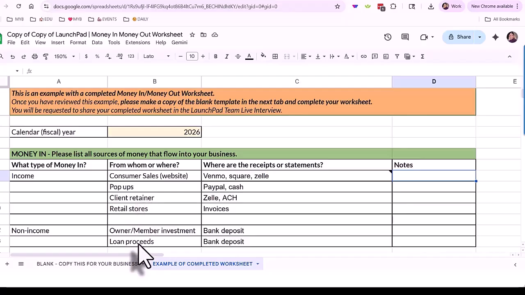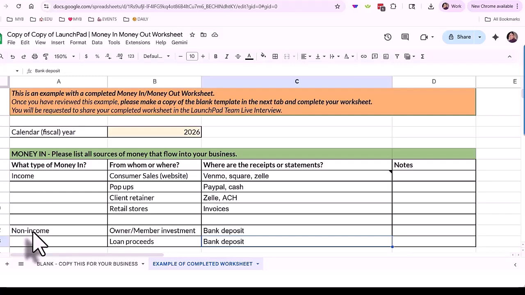What about non-income? For non-income, we need to think about transactions that are also money in transactions, but are not revenue generating or income related transactions. So for example, I've invested into the business as an owner and I deposit that money straight into the account. I also received a loan or maybe even opened up a line of credit and went ahead and cashed into that credit, and those proceeds were deposited into my bank. Those are the types of transactions that you want to be thinking about when it comes to money in, income versus non-income.